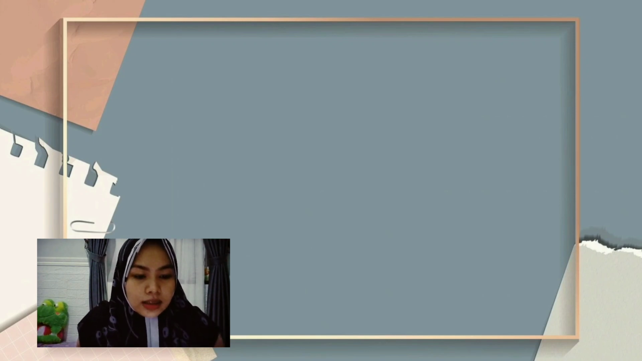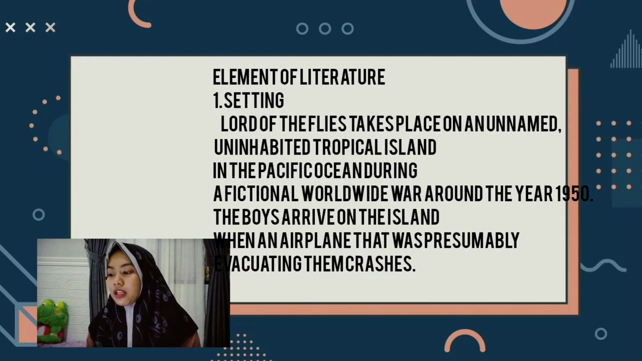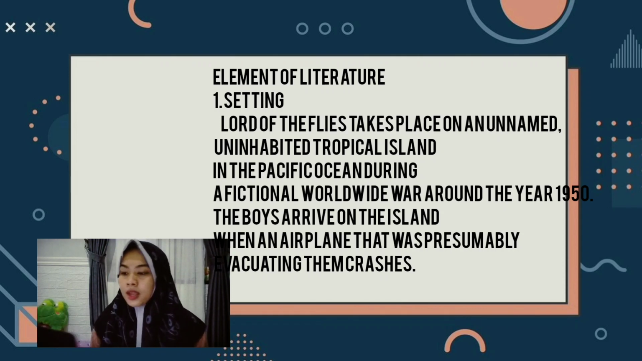Okay, I will present about the elements of literature. The first one, the setting of this novel. Lord of the Flies takes place on an uninhabited tropical island in the Pacific Ocean during a fictional worldwide war around the year 1950. The boys arrived on the island when an airplane that was presumably evacuating them crashes.